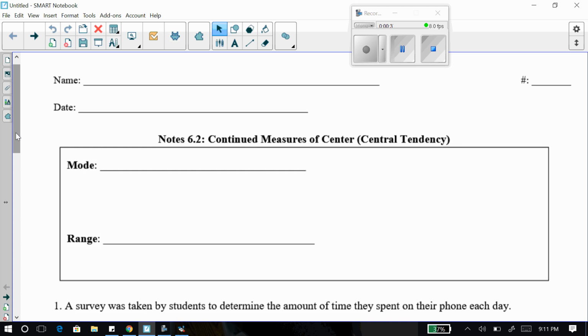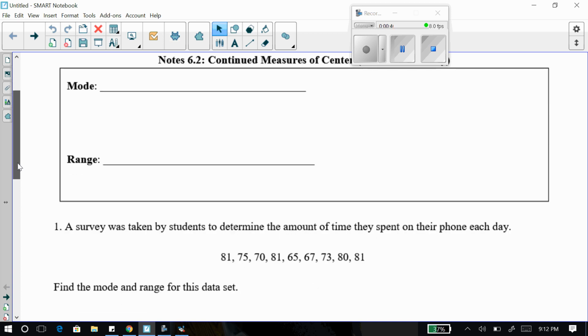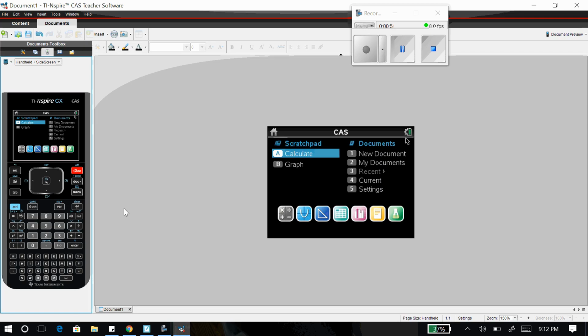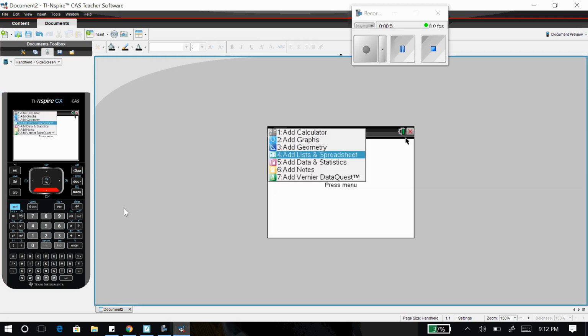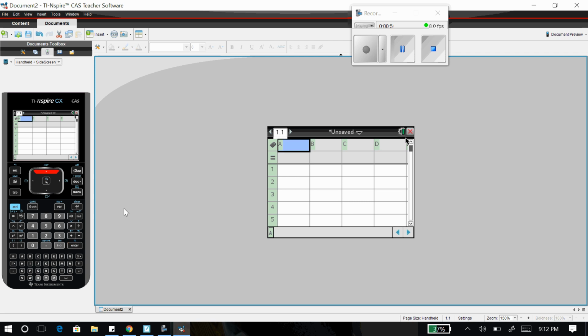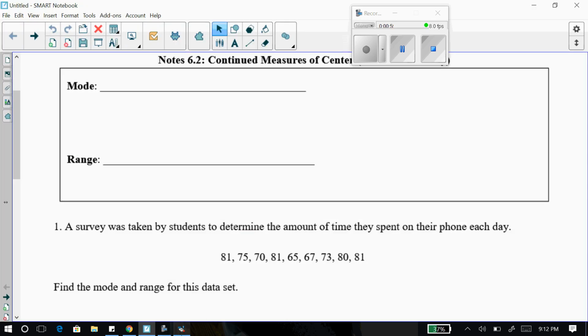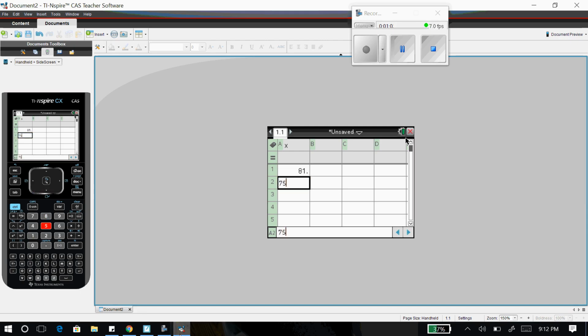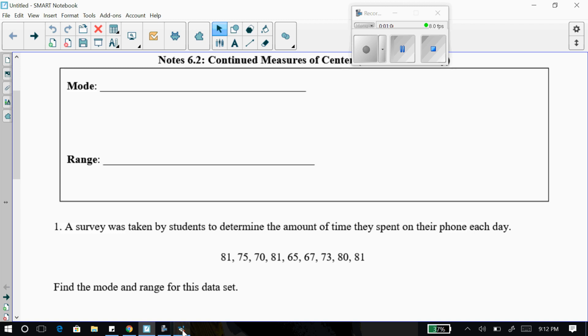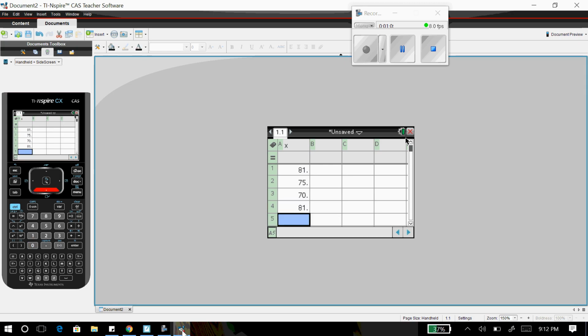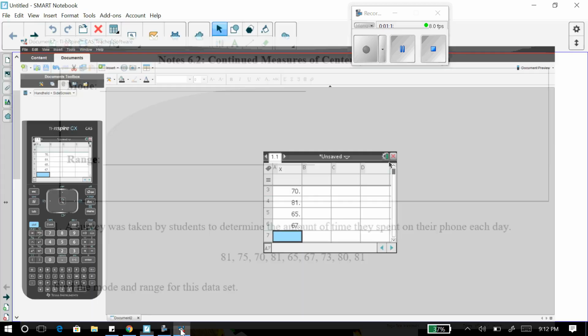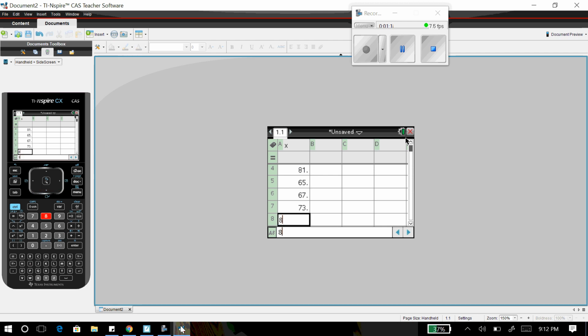But I do want to go over quickly, before we start mode and range, how to use the calculator again for mean and median. So say we're given this data here. To put the data into your calculator, you would hit New Document, Add List and Spreadsheet. Remember, we're going to put an X up here. And now you're just going to type in your data. So 81, 75, 70, 81, 65, 67, 73, 80, and 81.